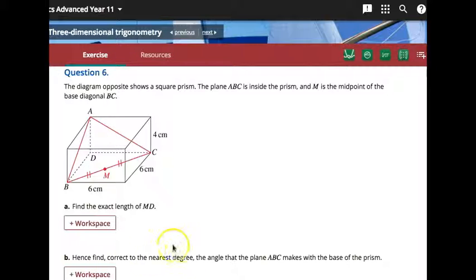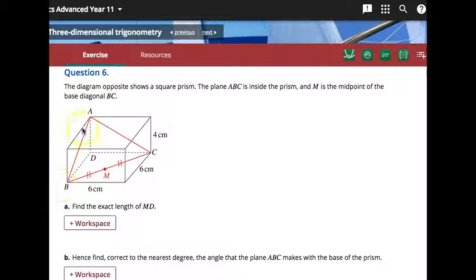Question 6. So we're going to talk through these. We've got a square prism. So girls, the base is a square. So it's not a cube. The base is a square, and there's your height. It's 4. So it's not 6, 6, 6. It's 6, 6, 4. You might call this a rectangular prism. It depends which way you want to look at it. But there's your square base, and there's your prism.